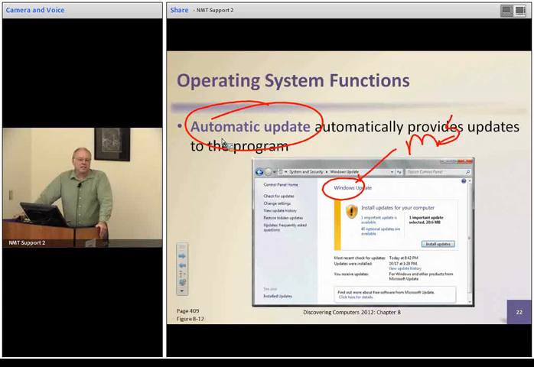And it's built into the operating system. It goes to their website and compares the operating system on your computer to what they have. And it says, oh, I have a new version of that particular part of the operating system. Very complicated because there are many parts to the operating system. And it updates it. It gets a new copy and installs it on your computer. Sometimes you have to reboot, sometimes you don't.